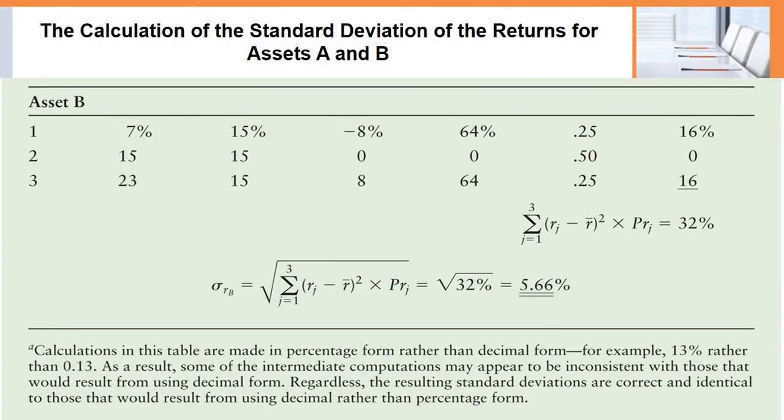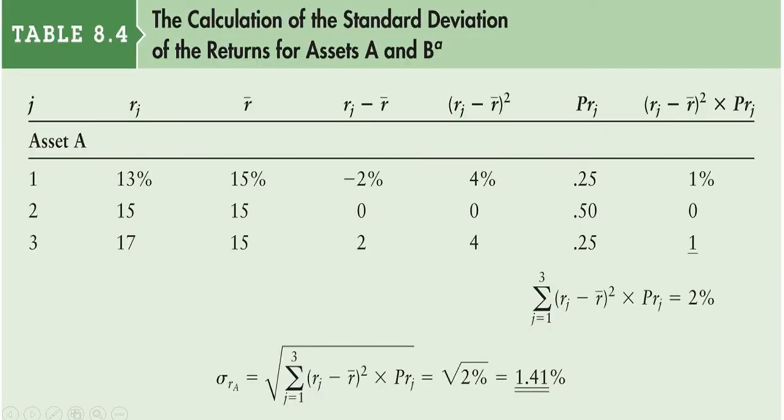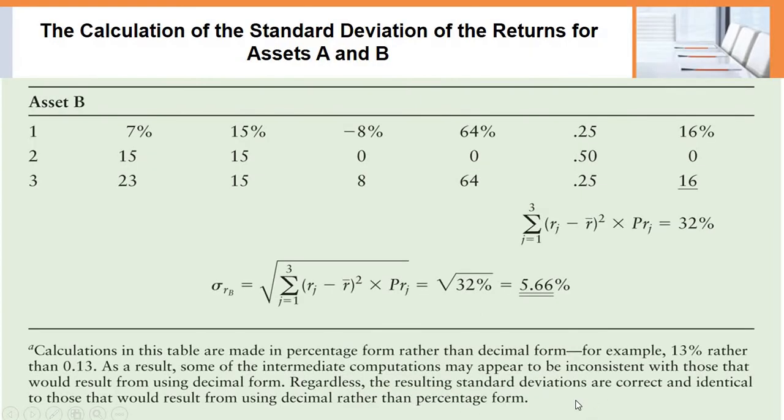Similarly, if we calculate the standard deviation of asset B, we'll find that it is 5.66%. Now let's compare. The standard deviation of asset A is 1.41%, and the standard deviation of asset B is 5.66%. So based on standard deviation, we can say that asset B is riskier than asset A.